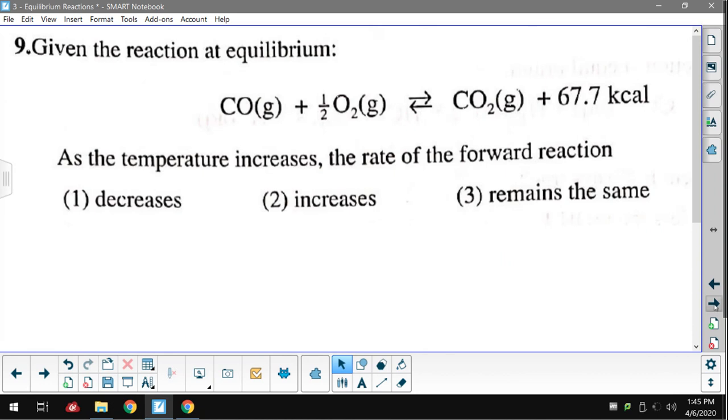Number 9, this is as the temperature increases, the rate of the forward reaction. Well, temperature is heat, and over here we have energy on the product side. So if we add something to this side, as the temperature increases for the whole system, this is going to force it back in the reverse direction. So as the temperature increases, the rate of the forward reaction will decrease. It's going to go in the reverse direction.